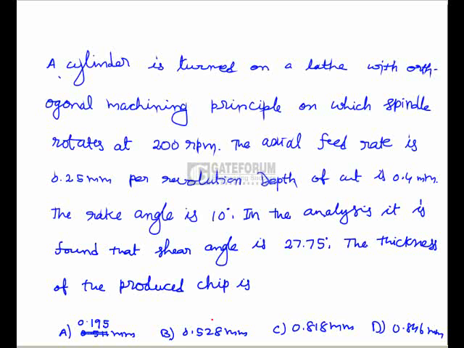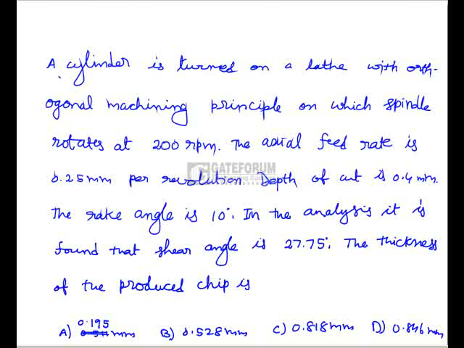A workpiece is turned on a lathe with orthogonal machining principle, in which the spindle rotates at 200 rpm. The axial feed rate is 0.25 mm per revolution. Depth of cut is 0.4 mm. The rake angle is 10 degrees. In the analysis, it is found that the shear angle is 27.75 degrees. The thickness of the produced chip is asked, so we will have to find out the thickness of the produced chip.